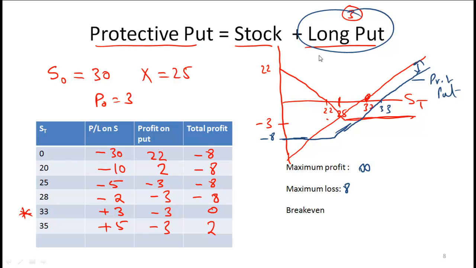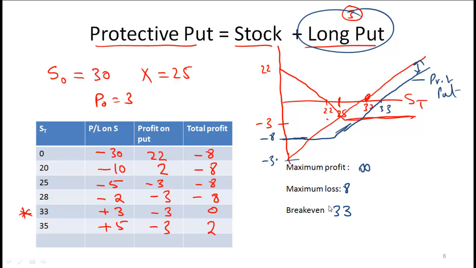If we hadn't bought this put and the stock price goes from 30 down to 0, then our maximum possible loss would have been 30. But because we have this protective put, our maximum loss is 8. What's the break-even point? In our example, the break-even point is 33.